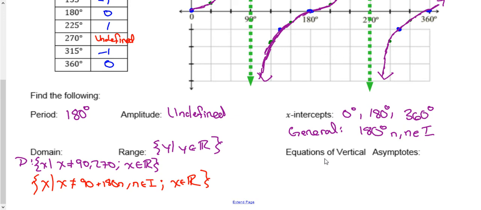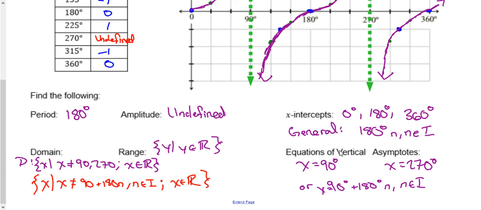Last but not least, equation of vertical asymptotes. So where are our two vertical asymptotes? So currently we have x equals 90 degrees, that's going to be the first one, and x equals 270 degrees, that's our second vertical asymptote. If you wanted to write it in general, what would it be? I could say x equals 90 degrees plus 180, and that's going to get us to that 270 there, n, where n is an element of an integer. And so if this graph continued on, if we had a bigger window setting, you'll find all your vertical asymptotes using this equation. You'll find all your domain restrictions using the same equation, by the way.